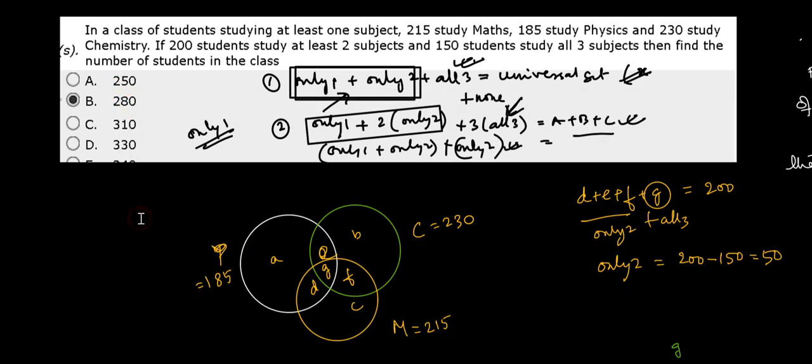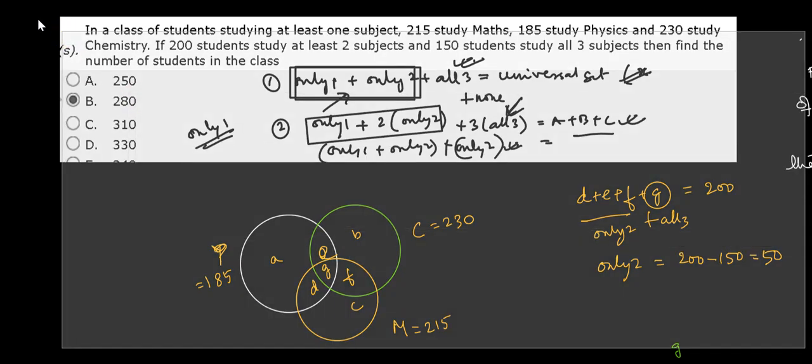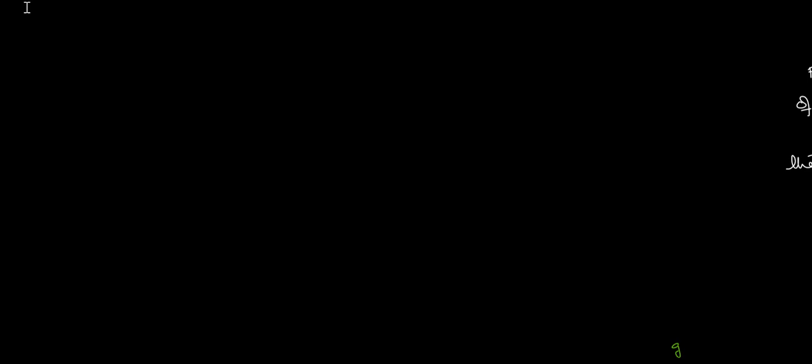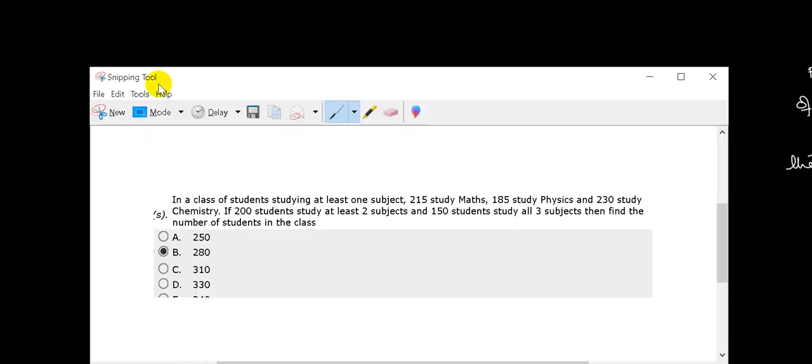Otherwise, what happens is if you go with all of this, you will get lost in some cases. You'll end up making simple calculation errors, because you'll have to handle seven variables here. Is this concept clear? Yes, sir.